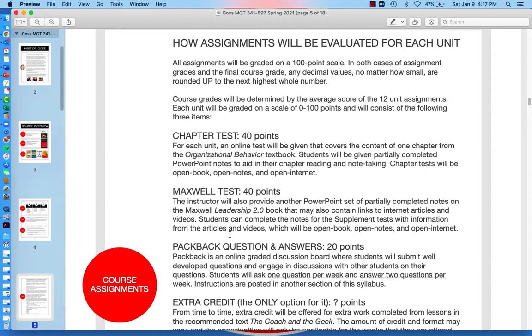And here's how you get your 100 points. 40 points from the chapter test, and that will be from the org behavior textbook. 40 points for another test on the Maxwell Leadership 2.0 book, and then 20 points for 1 question and 2 answers per unit on PackBack. Many of you have probably already used this. If not, don't worry. It's very easy to find both on Blackboard and to get set up. We'll talk about that again in just a second.